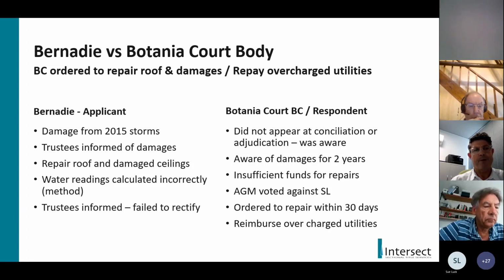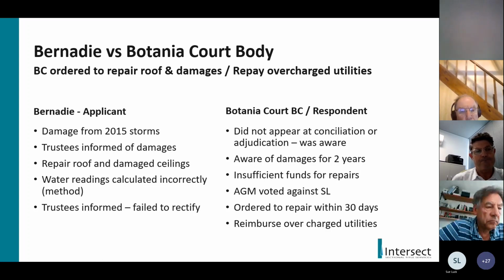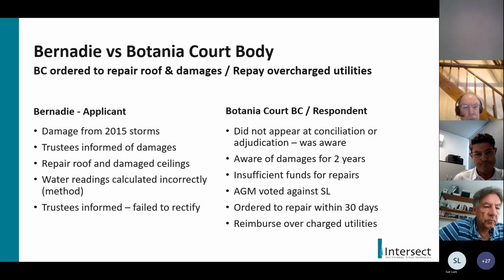The first example is Bernardi versus Britannia Court. In this case, there were actually 2 issues. Bernardi submitted two applications to CSOS. One was damage to the roof, and the other was meter readings that were calculated incorrectly. You'll see on the left-hand side, the damage is from 2015. The trustees were informed of the damages. The relief sought was for the repair of the roof and damaged ceilings.